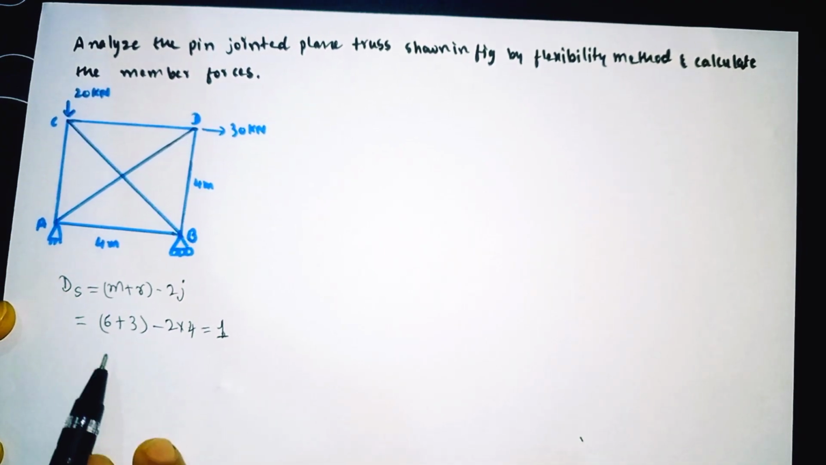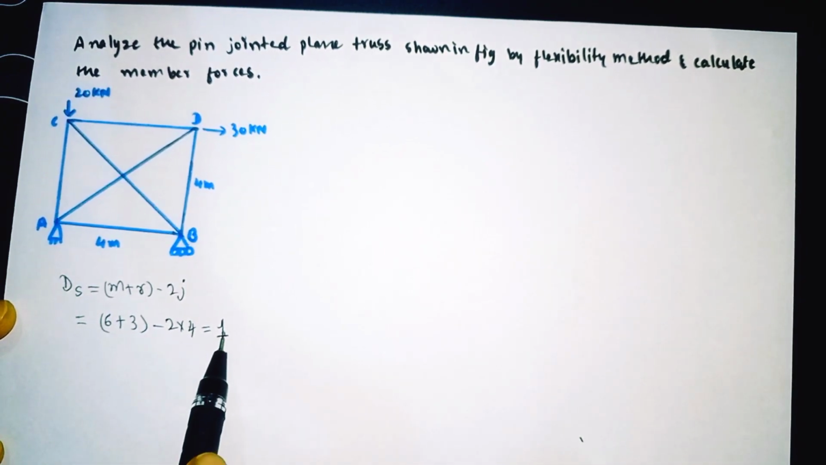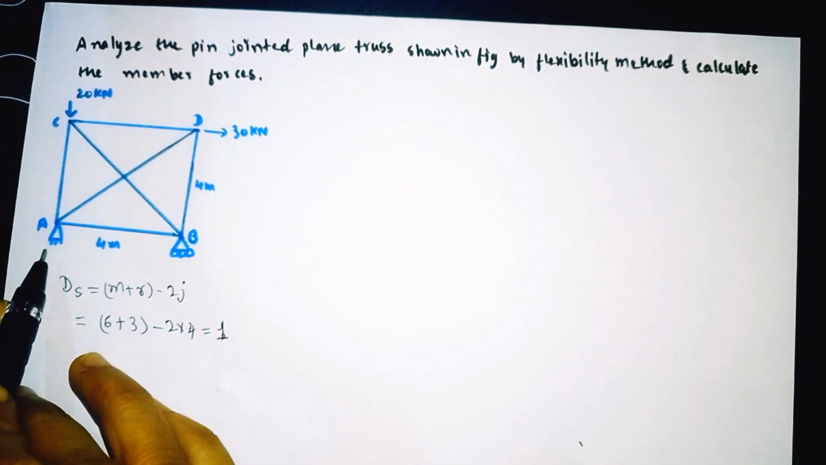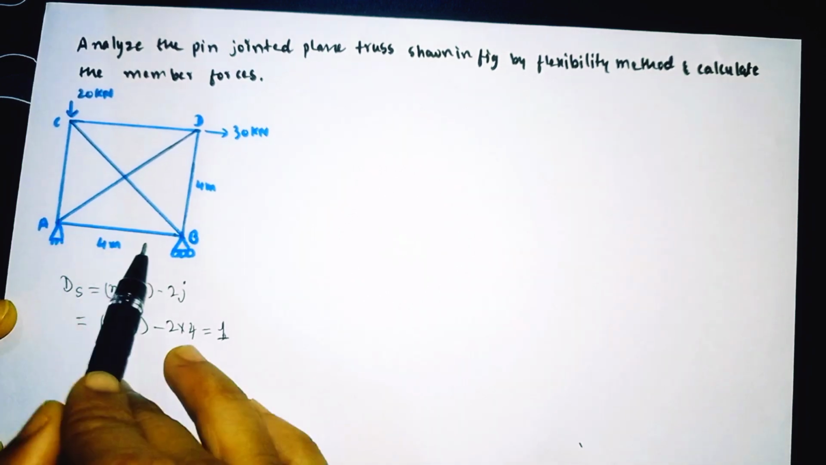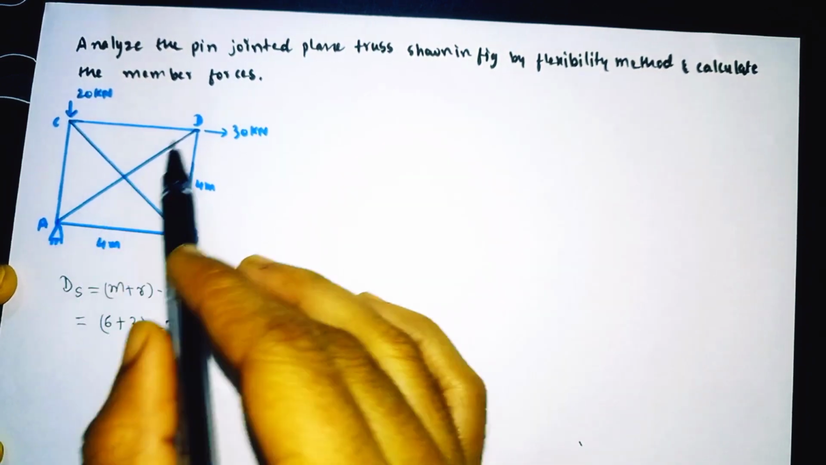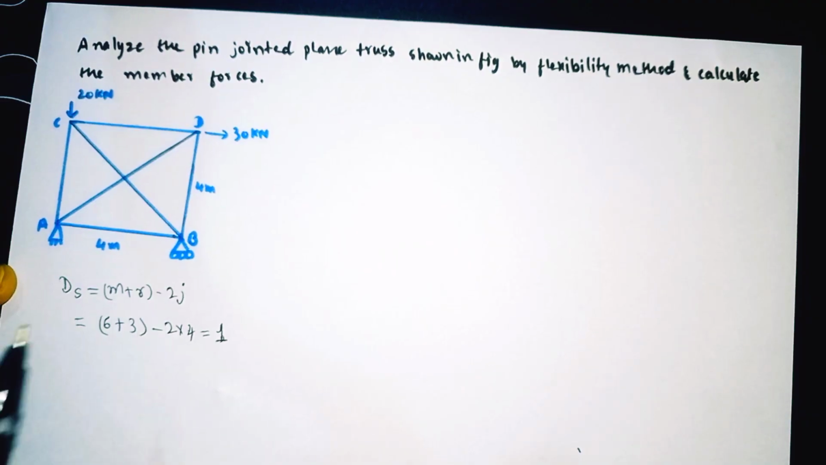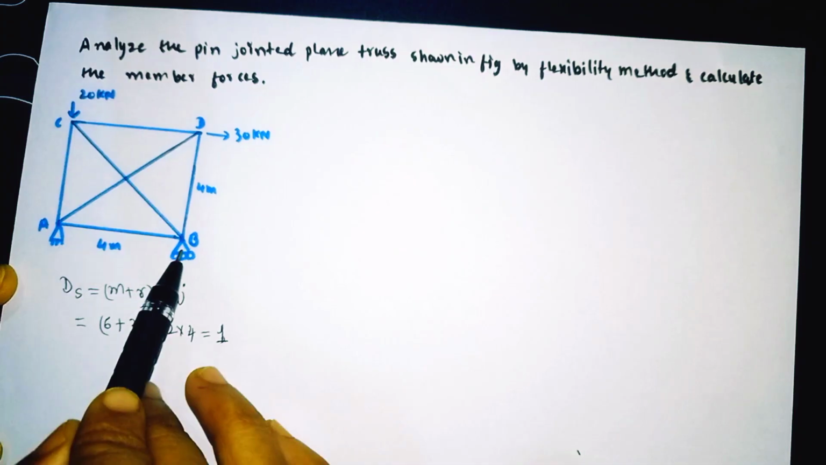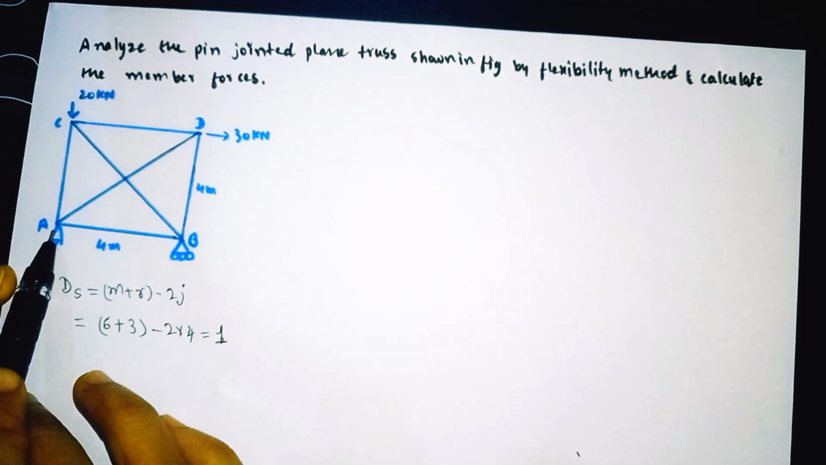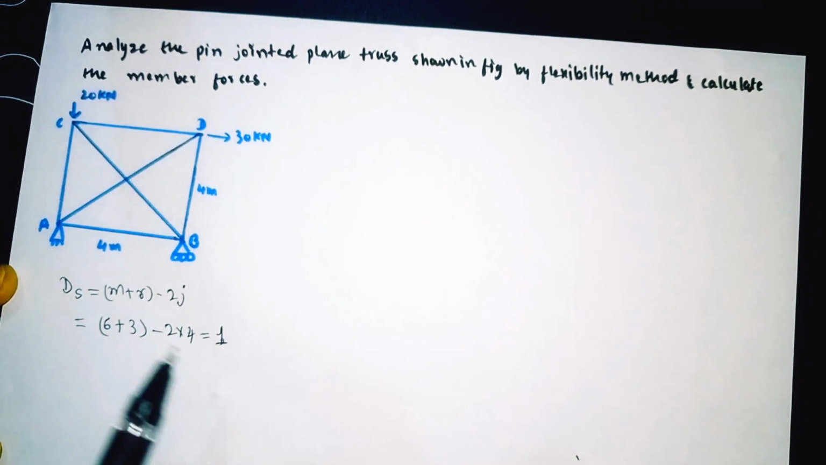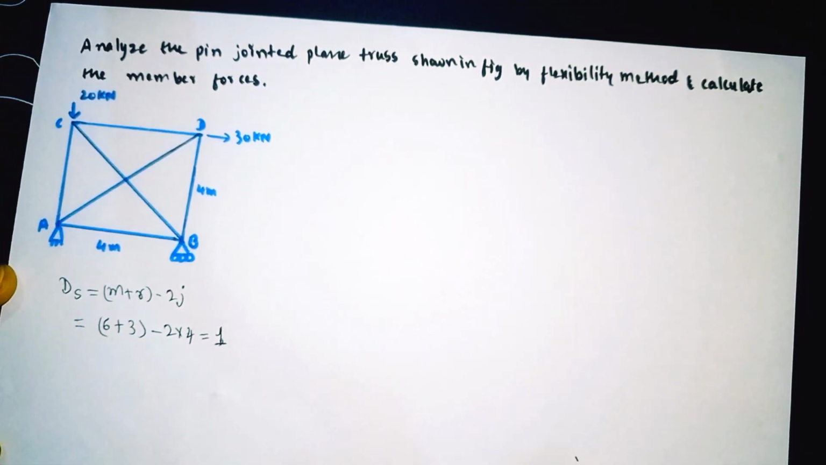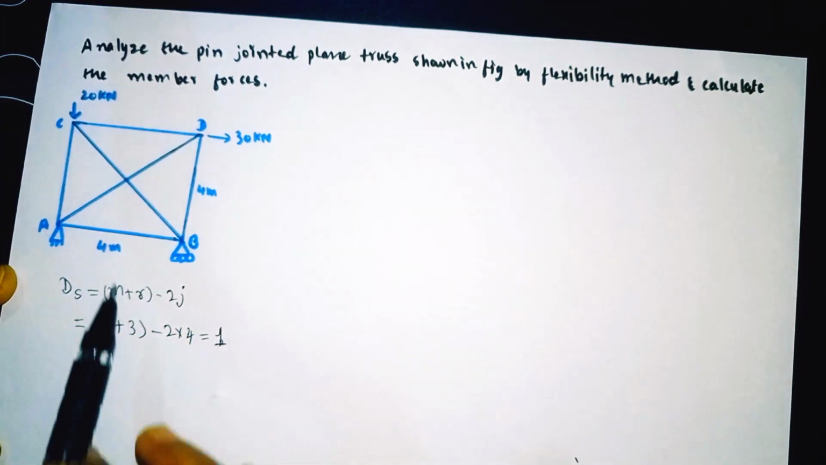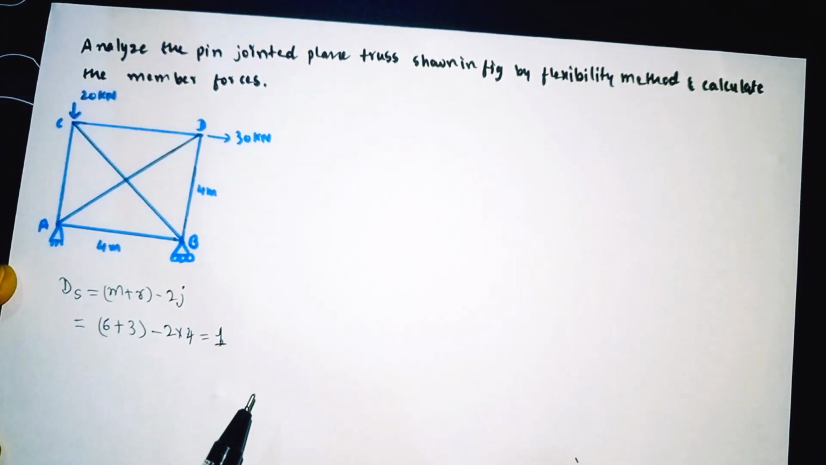But in the case of truss, whatever ds value we get, according to that we need to select the redundant. The only thing that changes is that we need to select the redundant only from the diagonal members. It may be AD or CB. So we need to select only diagonal members in the case of trusses. We should not select the support, or the horizontal members AB and CD, and the vertical members AC and BD. Always remember this. In the case of truss we need to select the redundant as a diagonal member. Any one of these, AD or CB, we need to select within these two only. We should not select the horizontal and vertical members.